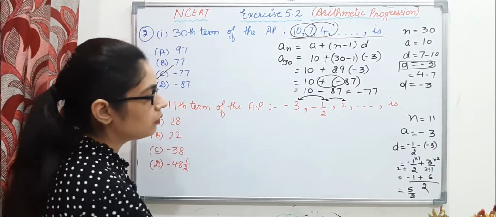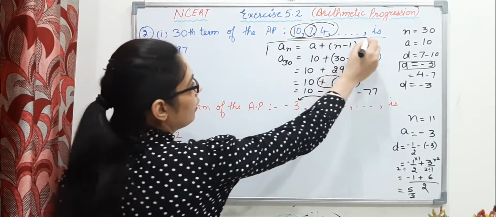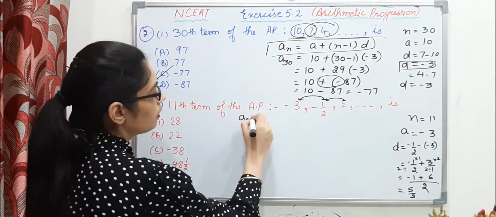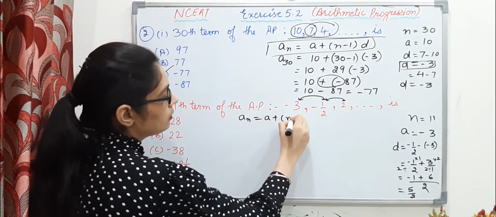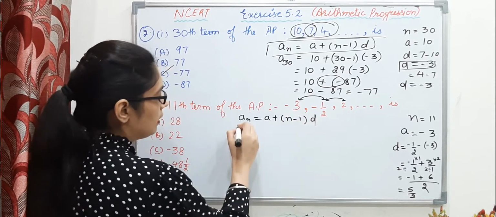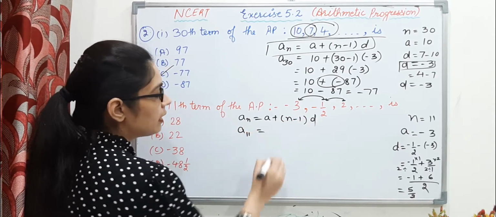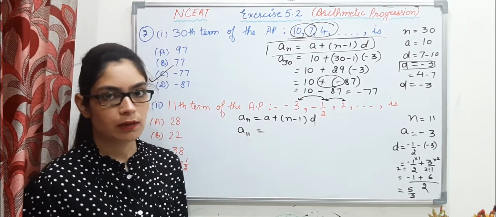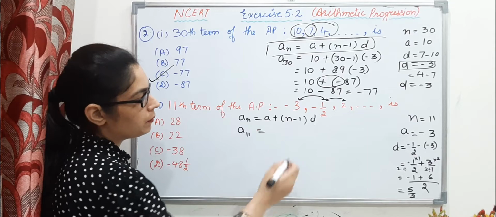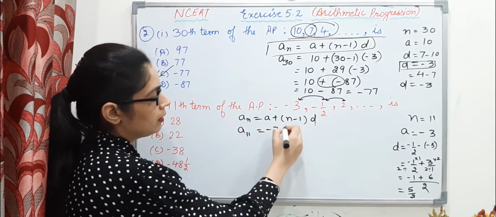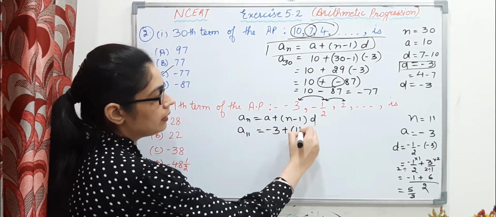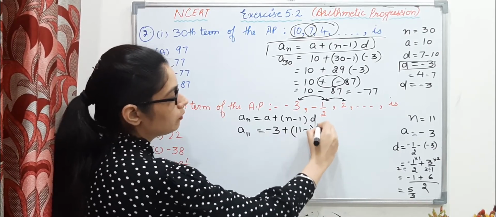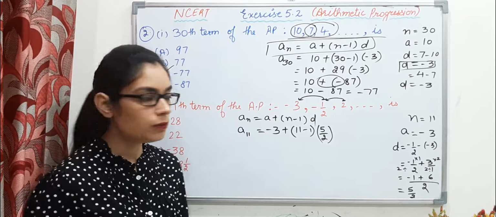Now let's substitute the values. Same, this formula we have to use. an is equal to a plus n minus 1 d. an means a11, we have to find the 11th term. This is the number of terms, whichever term we are talking about. a is minus 3 plus n is 11, 11 minus 1, d is 5 by 2. So into 5 by 2. So accordingly I have substituted the values.